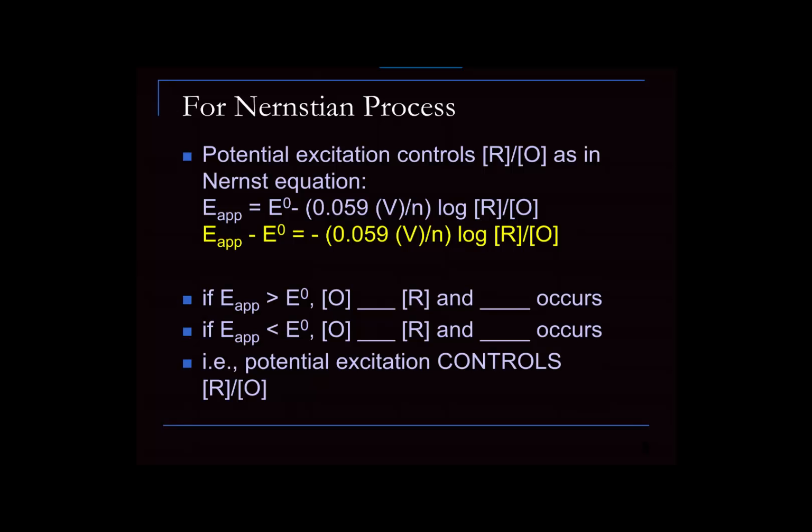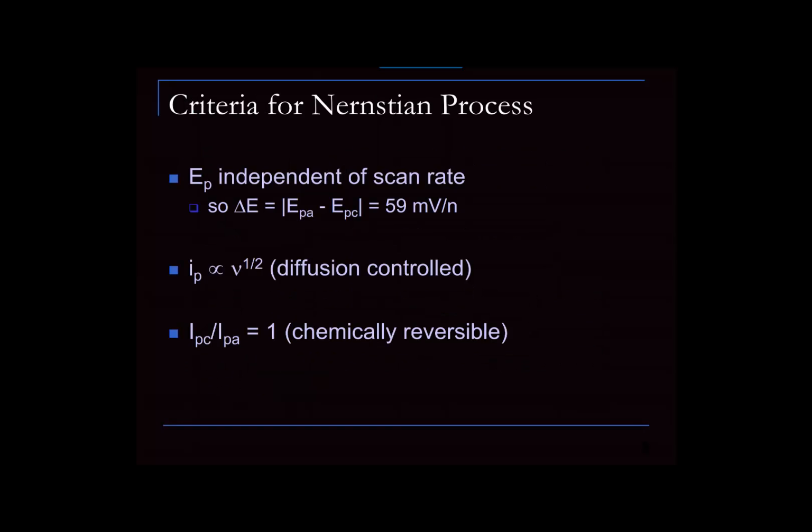So the key piece here is that when you're varying the potential, varying E applied, what are you doing? Potential excitation is controlling the concentration of O and R in solution. You have direct control. All right, so with that background, a Nernstian process is really exciting because we have the potential. If a system is Nernstian, that means it will behave according to the Nernst equation, and it's going to give me the ability to extract some important information.